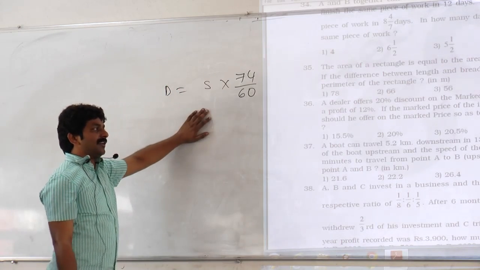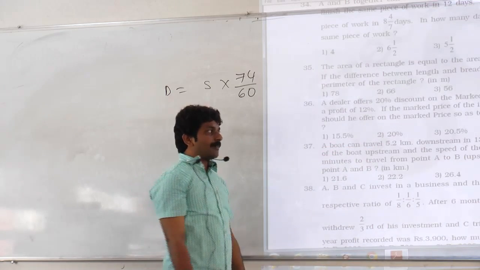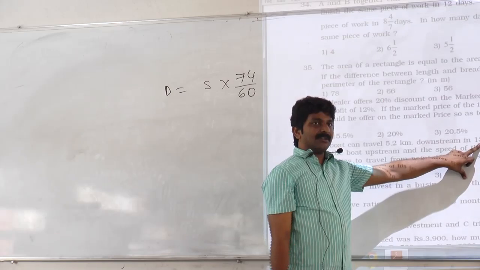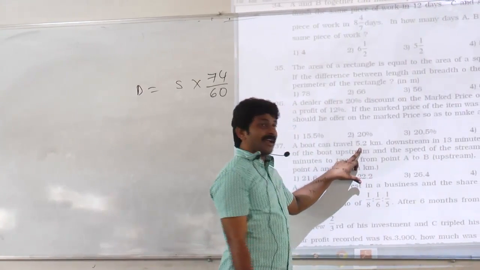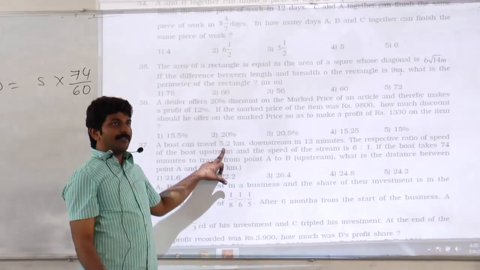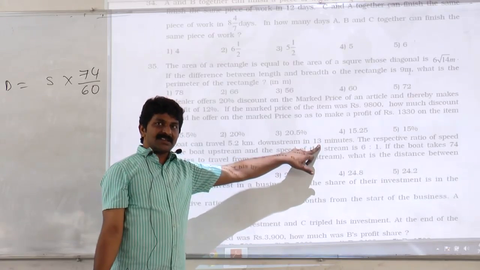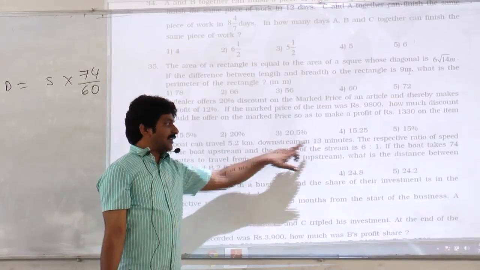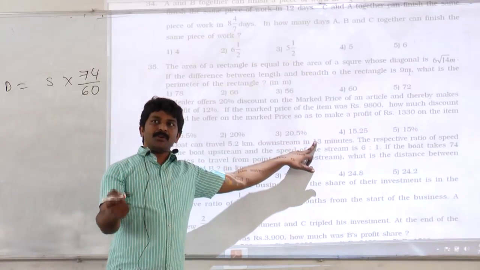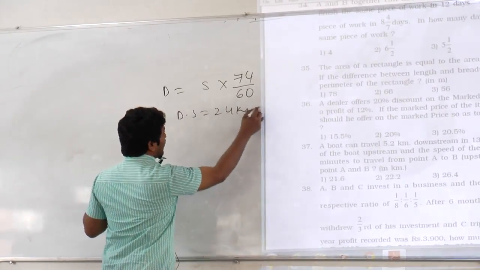Now what is the first line? The boat travels 5.2 kilometers in which stream? Downstream. In how much time? 13 minutes. Speed will be calculated in kilometers per hour, right? Per hour means how many minutes? 60 minutes. 5.2 into 60 divided by 13 will give you this. 60 into 4, 240. By 10, 24. So downstream speed is equal to 24 kilometers per hour.